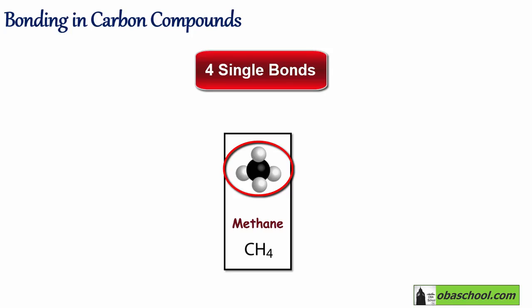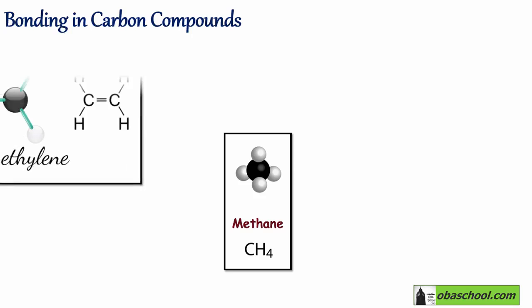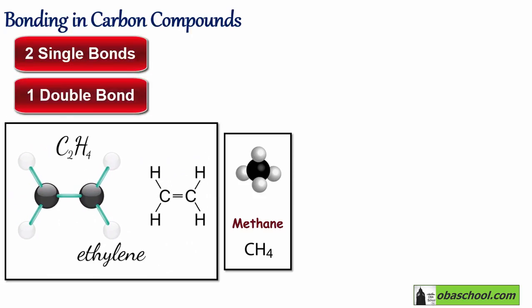Moreover, carbon can have 8 outer electrons by forming 2 single bonds and 1 double covalent bond, such as in ethene, or ethylene, its common name. So we have C2H4. If we examine this carbon atom, we will find that it has 2 single bonds with 2 hydrogen atoms, one with each, and it has 1 double bond with another carbon atom.